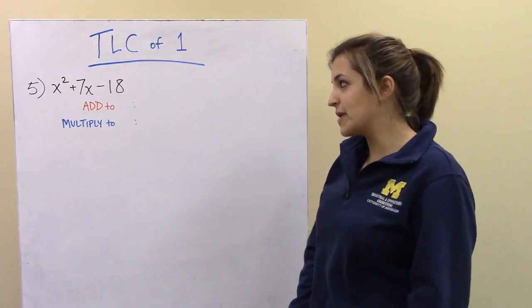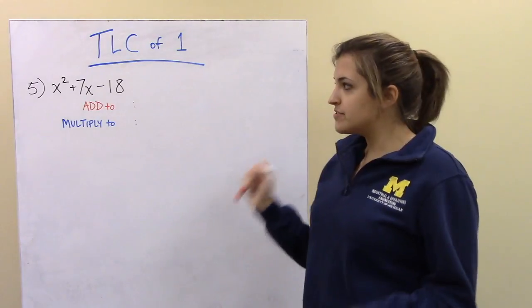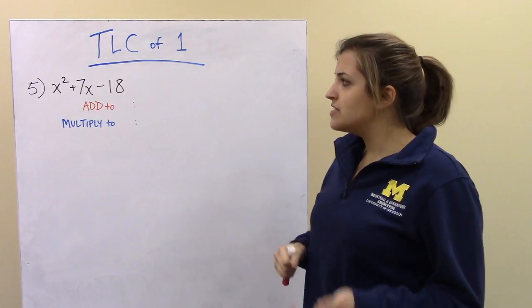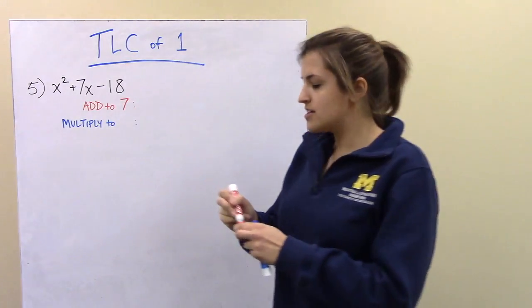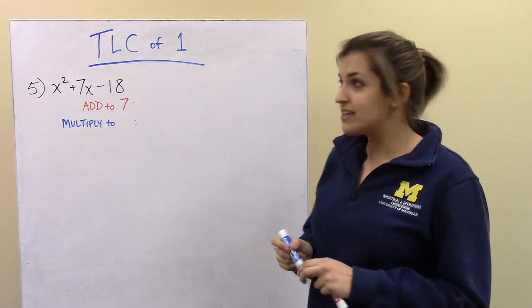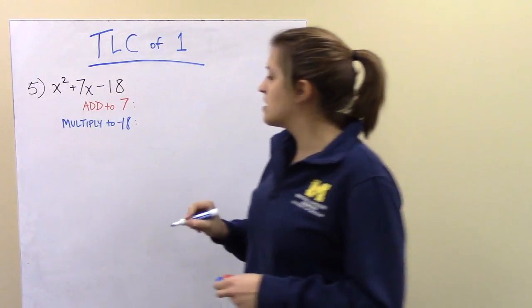Okay, in this example we have x squared plus 7x minus 18. So I'm going to have to find factors that add to positive 7 and multiply to negative 18. It's important to pay attention to those signs.